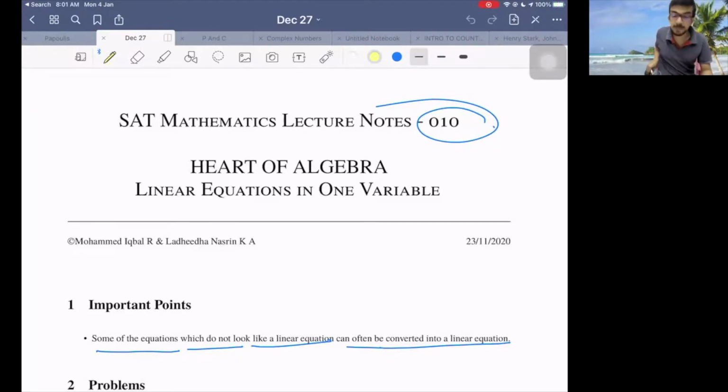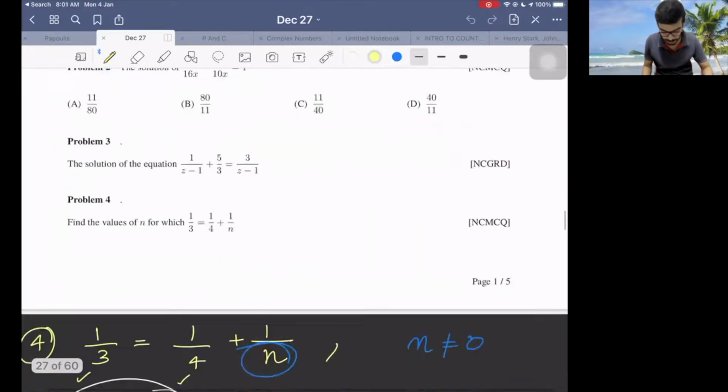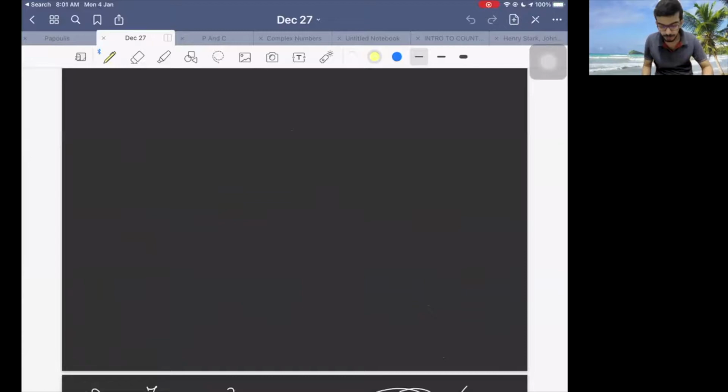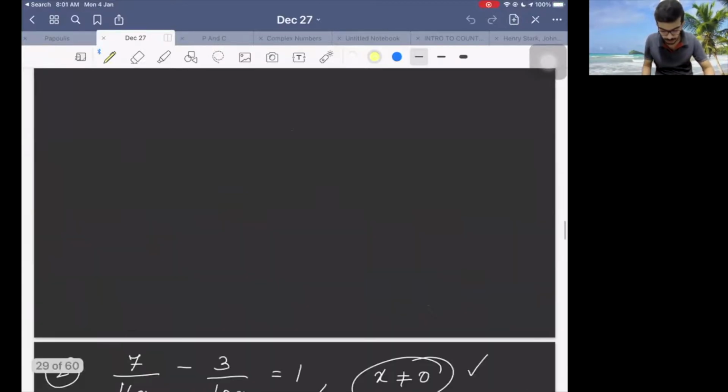In the previous problem sheet, we have one more problem left, right? So before moving on to the next topic, let me just finish that question.